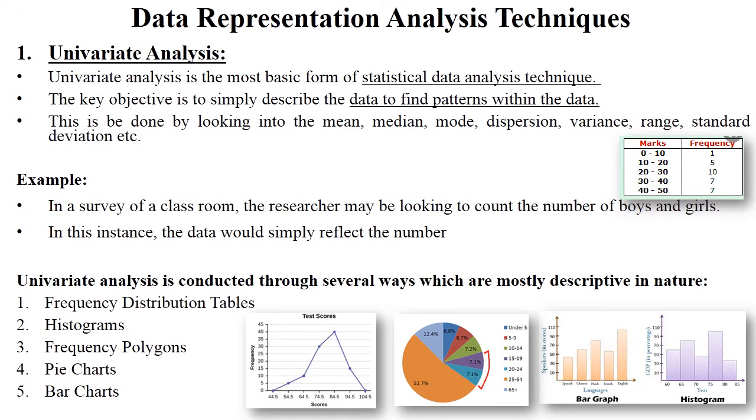And again one example, suppose there is one classroom, and the researchers may be looking to count the number of boys and girls. This number of boys and girls is reflected in a particular number, right? So this is a univariate analysis. And univariate analysis is represented in the format of frequency distribution table, histogram, polygons, pie chart and bar chart.